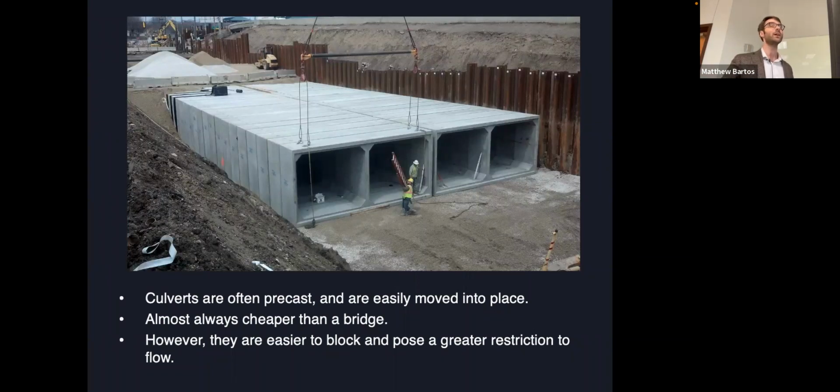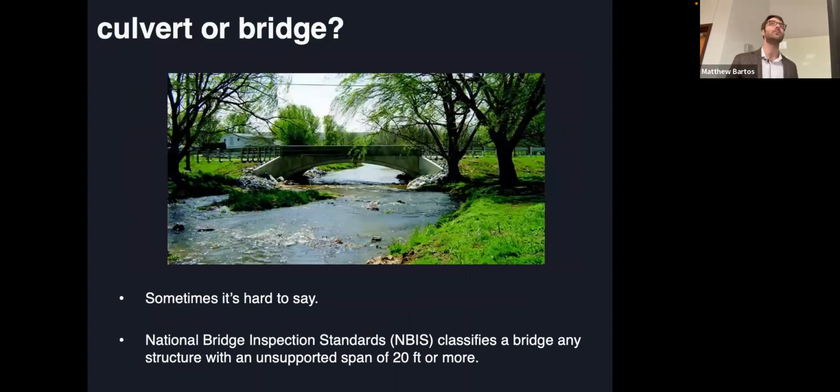So you might be wondering, what's the difference between a culvert and a bridge? Does anyone want to venture a guess? Oh, first of all, do you think this is a culvert or a bridge? This is a culvert? Yeah, I would probably call this one a bridge.